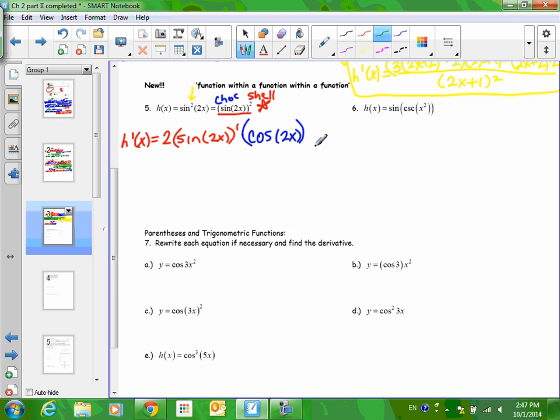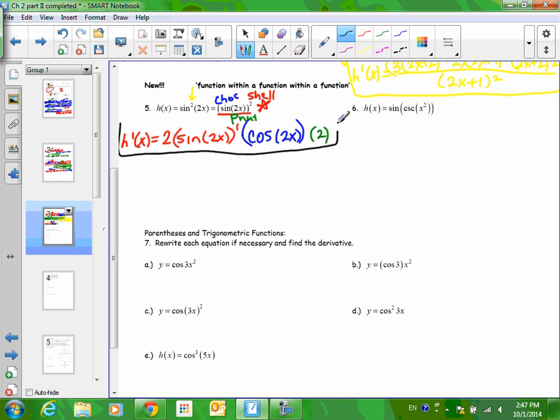All right. So remember, the peanut is the innermost thing. So the peanut is the 2x. So the last thing you're going to do, now you can crunch down on the peanut. That's us taking the derivative of the peanut. So what's the derivative of 2x? 2. All right, that is your answer right there.